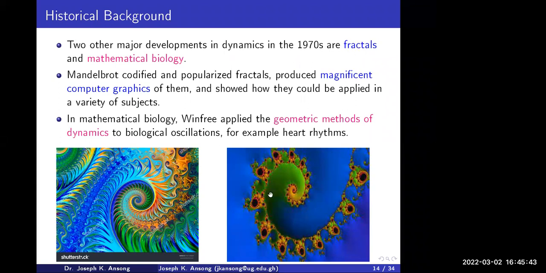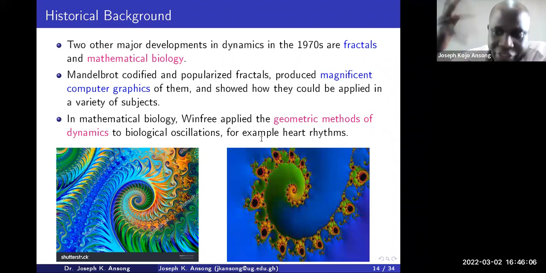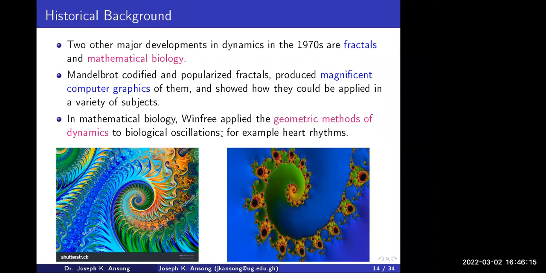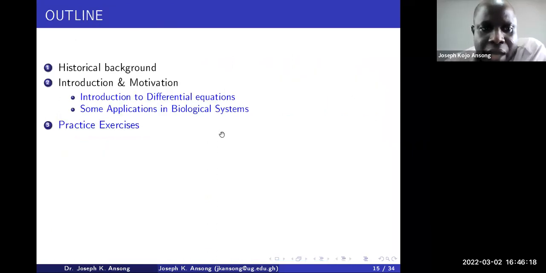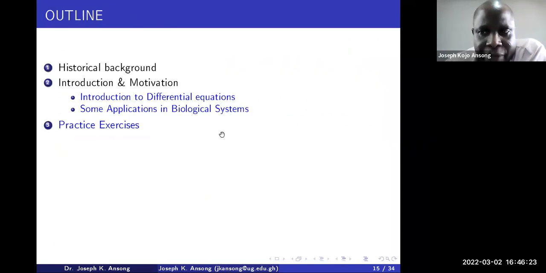They are called fractals. I haven't covered fractals much, but people were making these, and especially Mandelbrot used this. He codified this. He could code them up, and he made them very popular because of these nice pictures that he could get from them. At the same time, you had mathematical biology being developed, and Winfree applied this geometric thinking to biological oscillations, especially the heartbeat, right? He applied dynamical systems to this. So that is a way of giving historical information concerning dynamical systems.